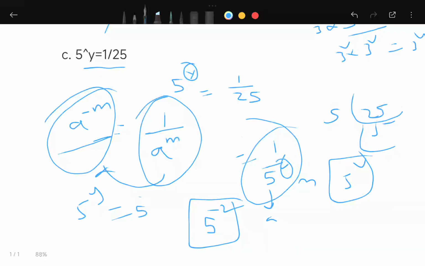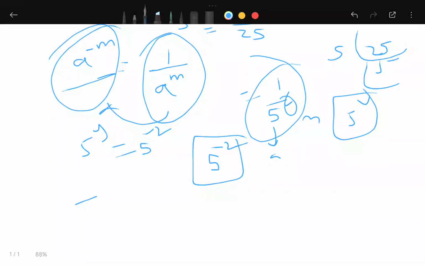5 power y equals 5 power minus 2. Since bases are equal, the powers should also be equal. y equals minus 2.